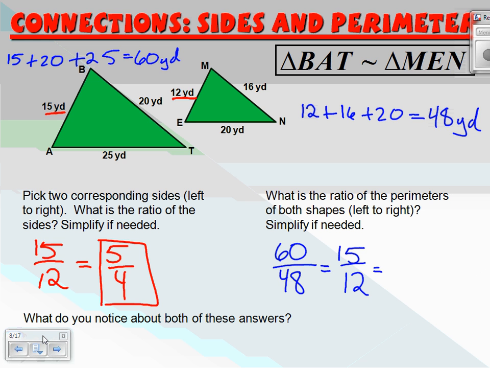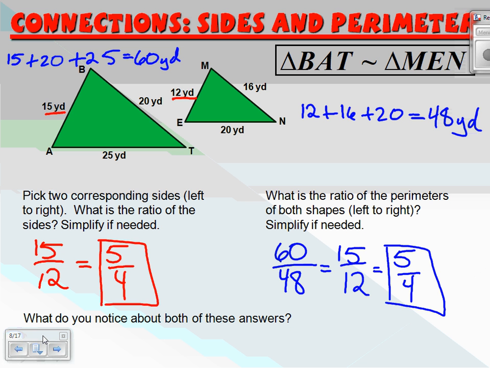Can I simplify even further? Yes, I can. Because 3 goes into 15 and 12. What's 15 divided by 3? 5. What's 12 divided by 3? And that's 4. At this point, I'm hoping you guys find a pattern. And it's the point of this part of the lesson. What do you notice about both of these answers?